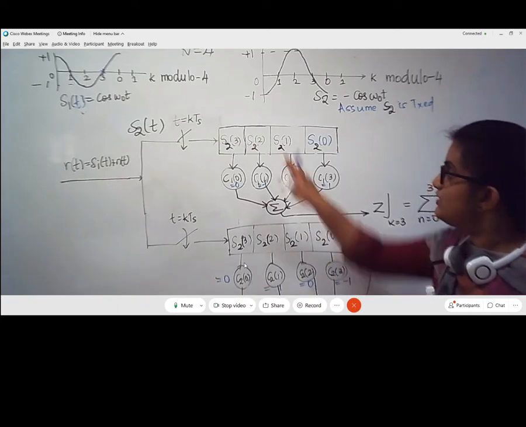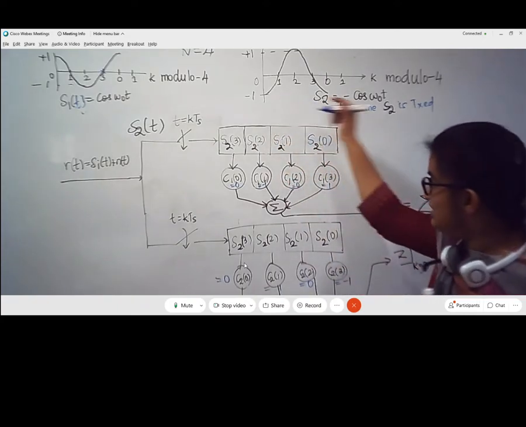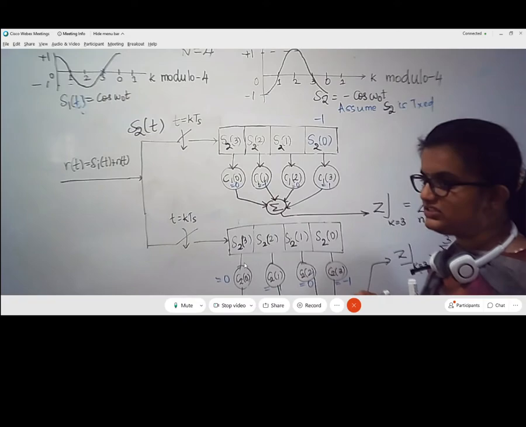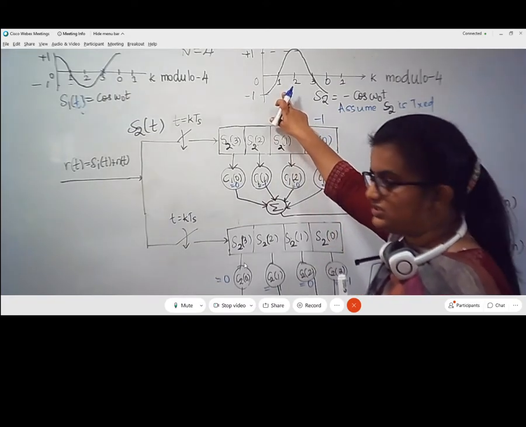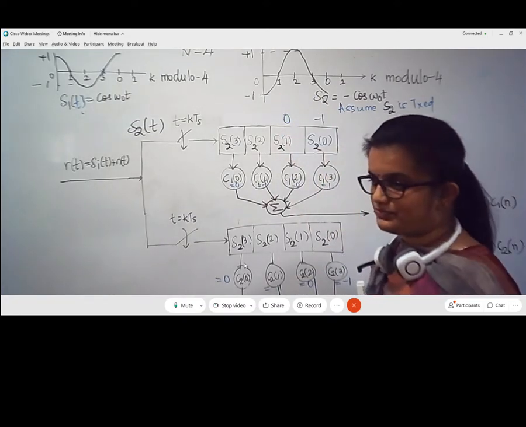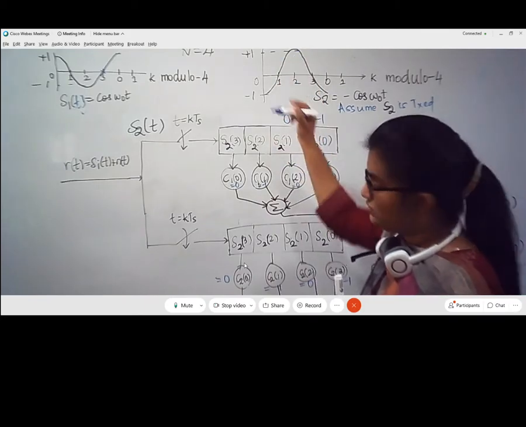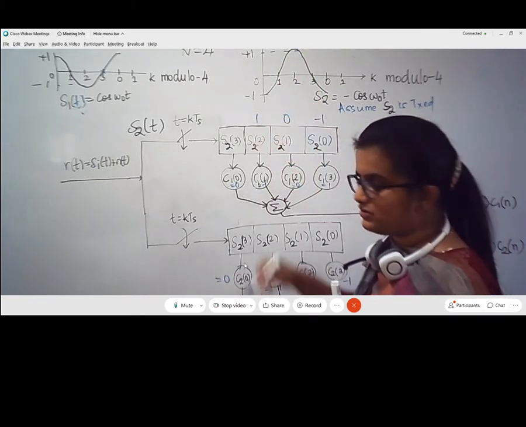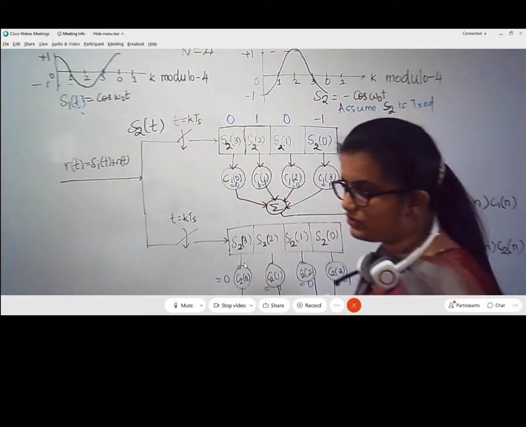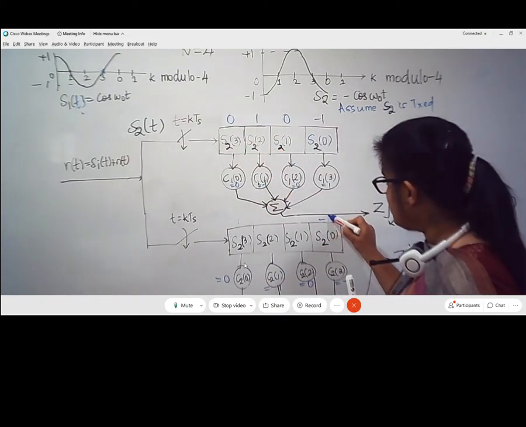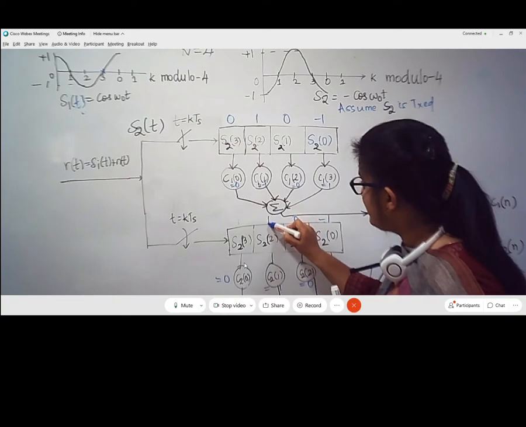What is the first sample in S2? Minus 1. So minus 1 will enter first. Then at the next time instance, 0. At time instance 2, 1 will enter. Then at the last time, it is going to be 0. So again here also, minus 1, 0, plus 1, 0.